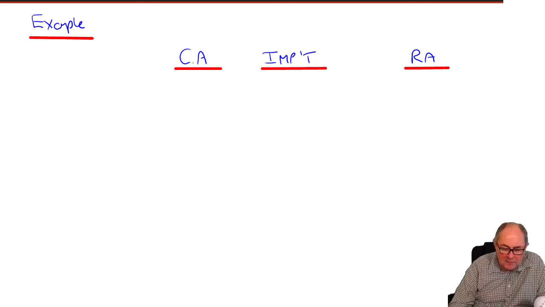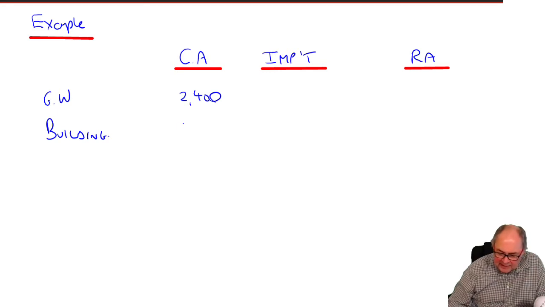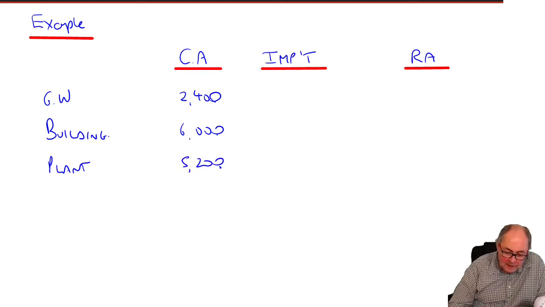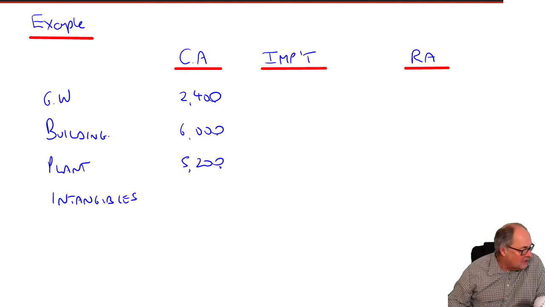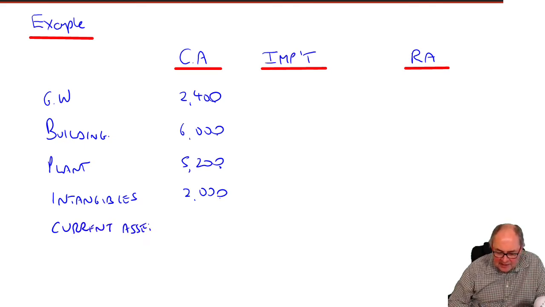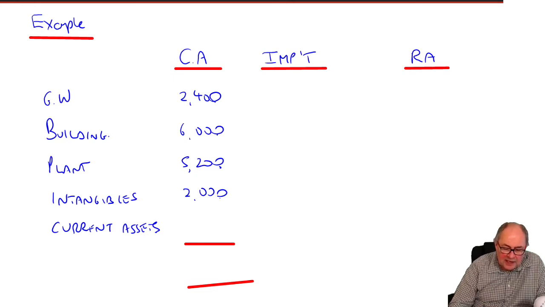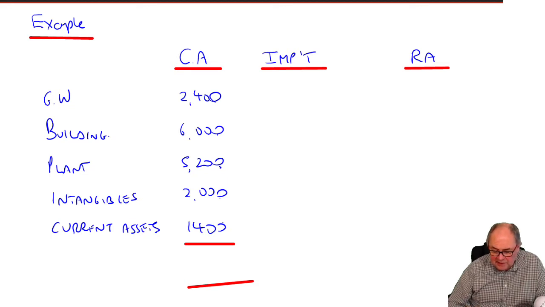I'm just copying the figures from the question. So we've got some goodwill of 2,400. We've got a building, and the building is 6,000. We've got some plant and equipment with 5,200. What else have we got? Oh, intangibles. The intangibles have a carrying amount of 2,000. And finally, we've got some current assets. Remember, those current assets are never impaired. And the value of the current assets is 1,400. So that's 8, 4, 13, 6, 15, 6, 17. Yep, 17,000.